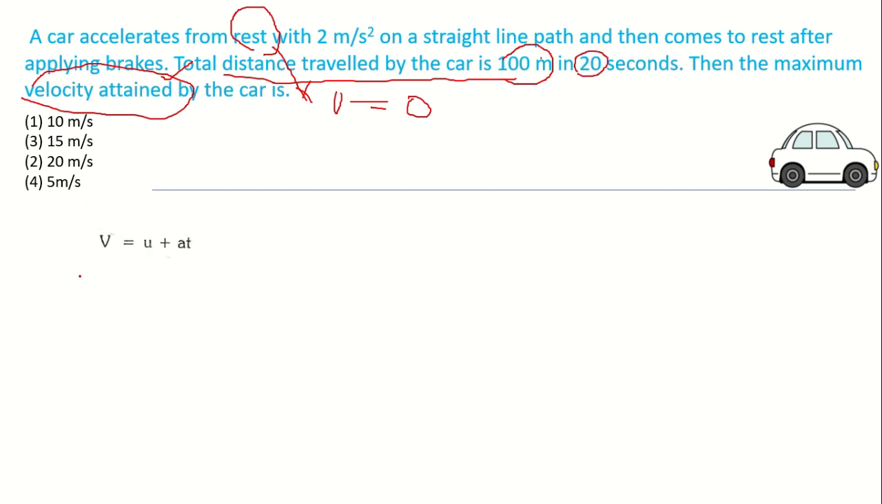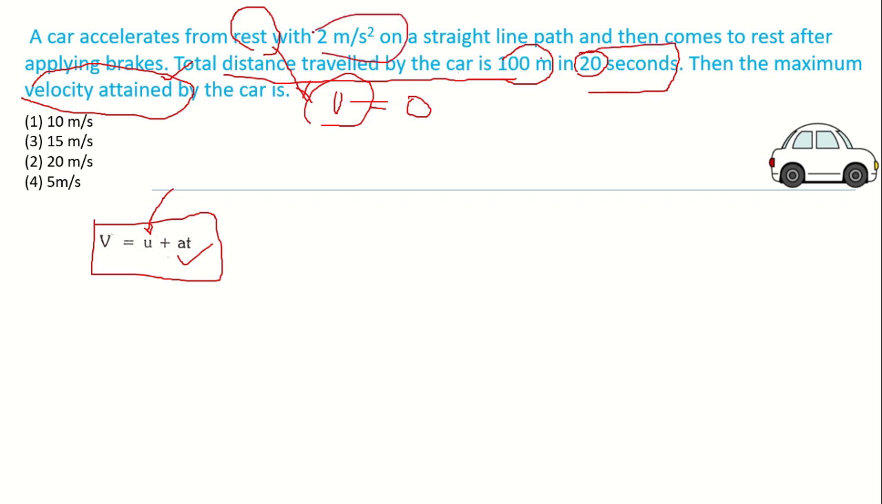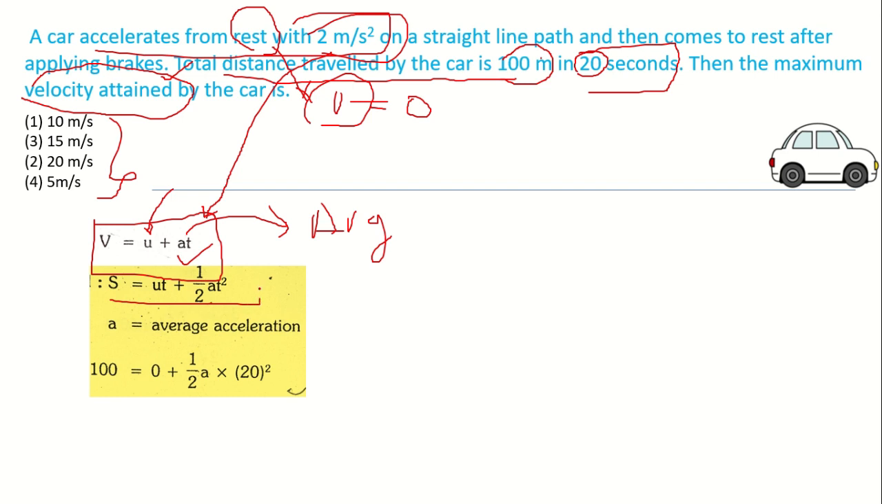We know that the maximum velocity is given by v is equal to u plus at. Now you know that u is 0, that is initial velocity is 0, and time is given, that is 20 seconds, and acceleration is given, that is 2. If you substitute in this directly, you will get a wrong answer, because here we have to substitute the average acceleration. Now average acceleration is given by the displacement formula, that is s is equal to ut plus half at square, in which a stands for average acceleration.